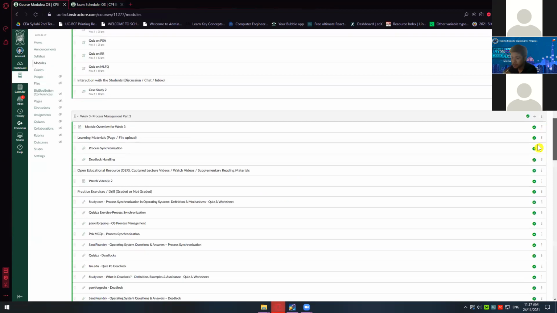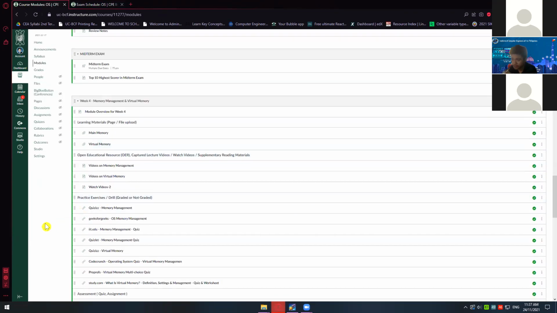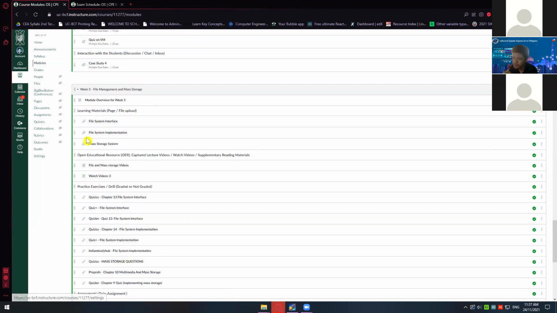And the second one is the coverage of your final exam. As usual, I mostly only give the coverage of finals with the finals modules. For week 4, we have 2 modules: the main memory and then the virtual memory. For week 5, we have 3 additional modules: the file system interface, the file system implementation, and the mass storage system.